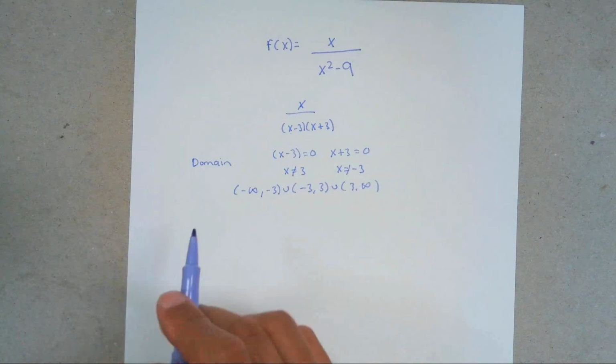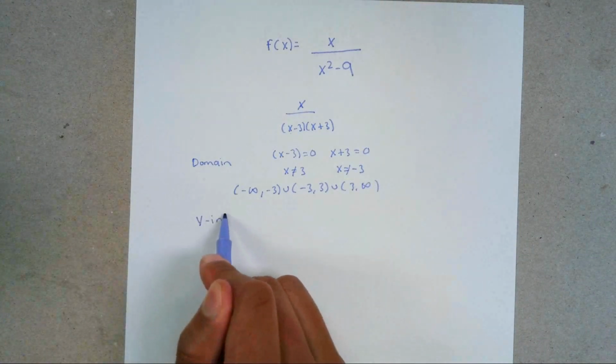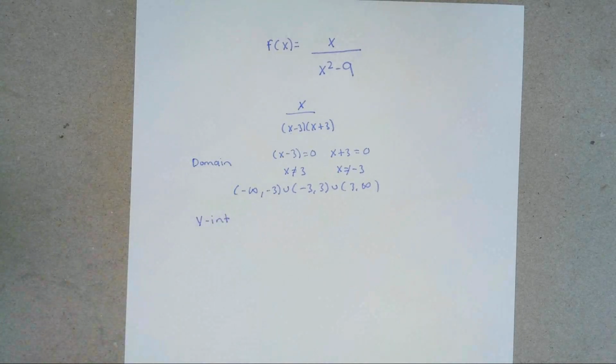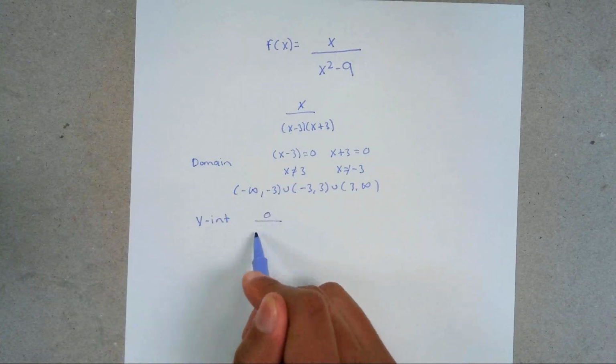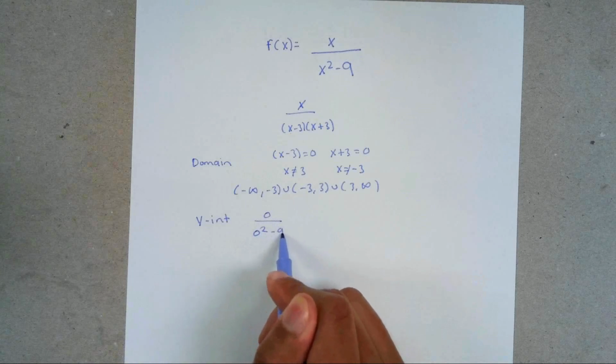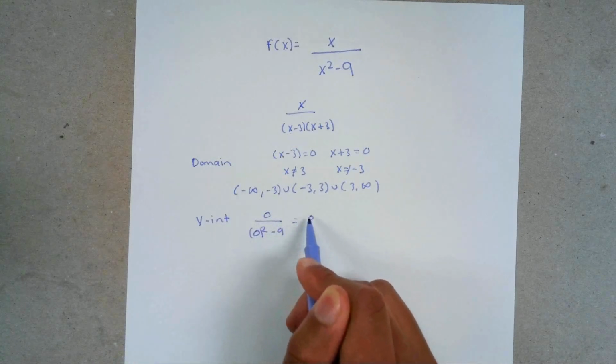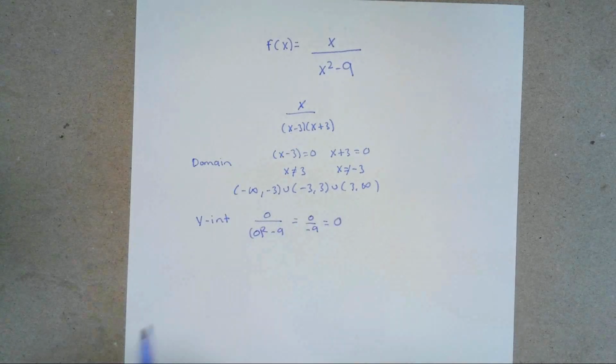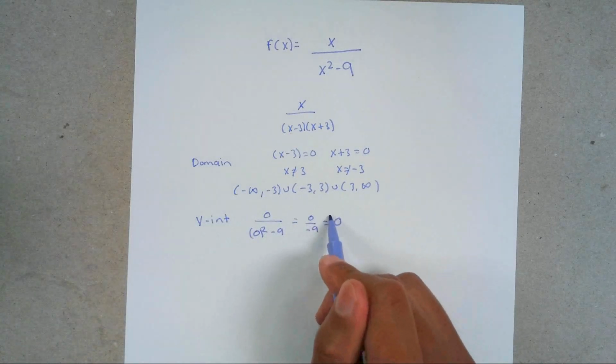Now your next step is to find the y-intercept. Well, for the y-intercept you're plugging 0 into x, so I'm going to go ahead and do that. 0 over 0 squared minus 9. Work that out, that gives you 0 over negative 9, which gives you 0. So your y-intercept is at 0.